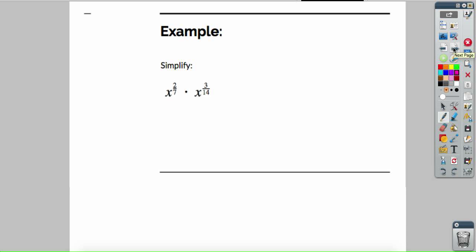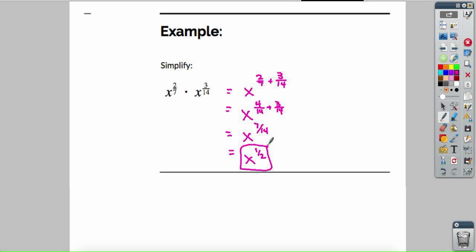Okay? Again, this is going to be an exponent rule here. This is the product rule. And I've got the same base. Both of my bases are x, and so I'm going to add these exponents. I would have x to the 2/7 plus 3/14. To add fractions, I have to have a common denominator, so that would give me 4/14 plus 3/14. And that's going to give me x to the 7/14, and I want to simplify this down as far as I can, and so that would simplify to x to the 1/2 power.